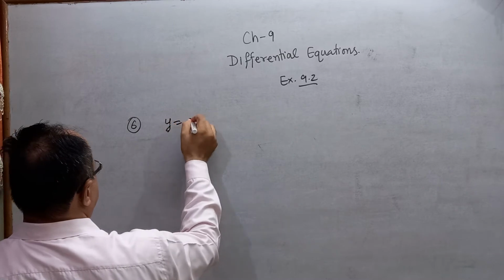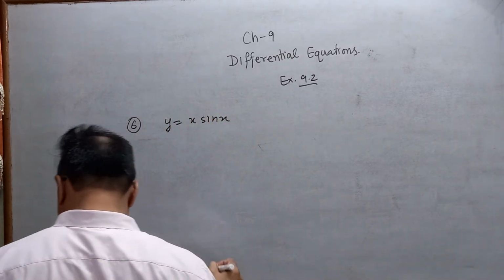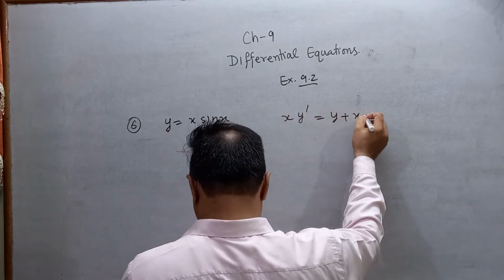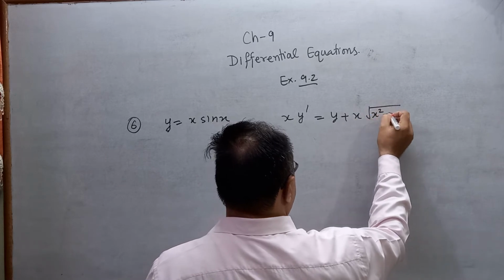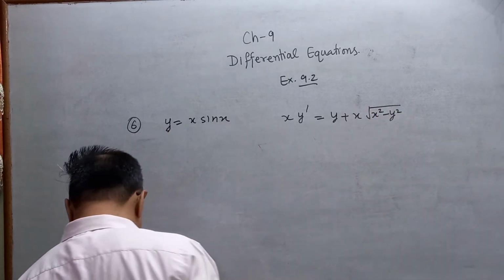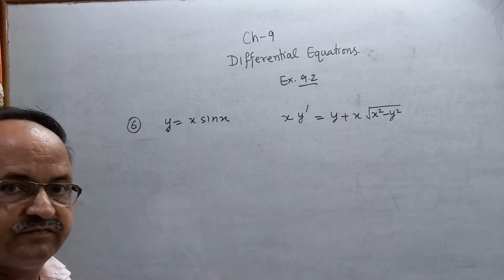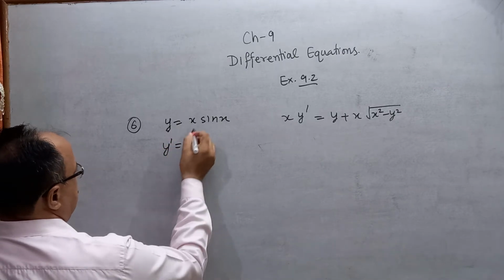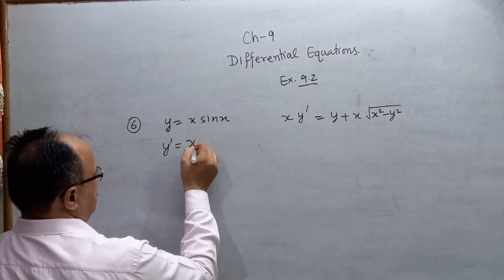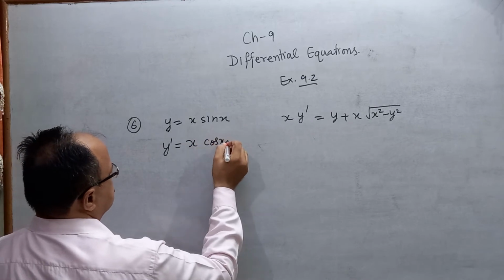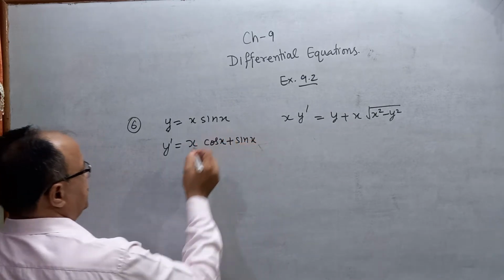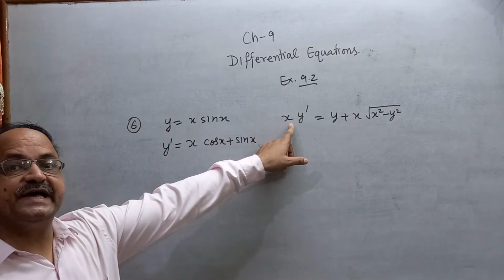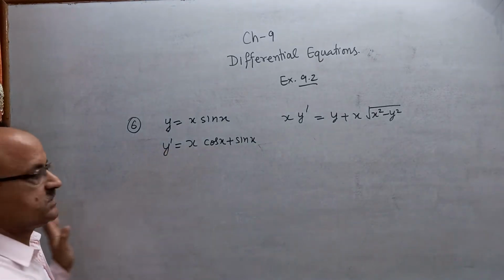Same question, question number 6. y is equal to x sin x, and you want to prove x y dash is equal to y plus x root x square minus y square. Clear? Therefore, differentiate both sides with respect to x, y dash. Apply the product rule here: x as it is, derivative of this is cos x, and sin x as it is, derivative of x is 1. Now here x y dash, it means multiplying both sides by x.